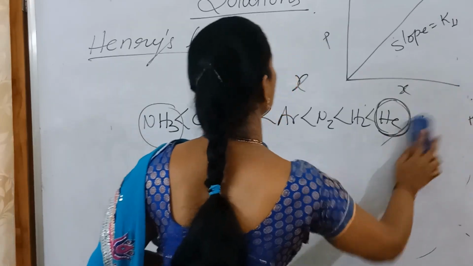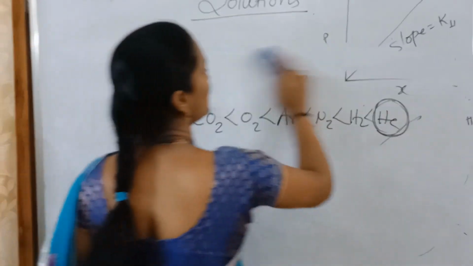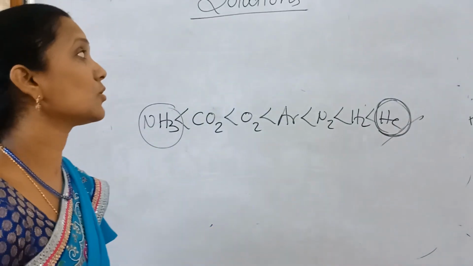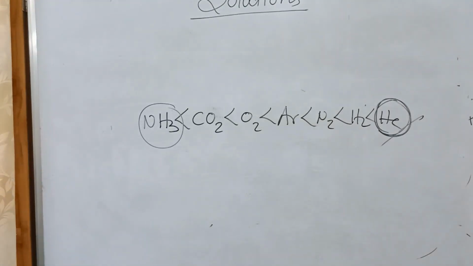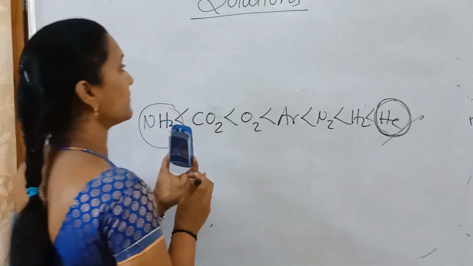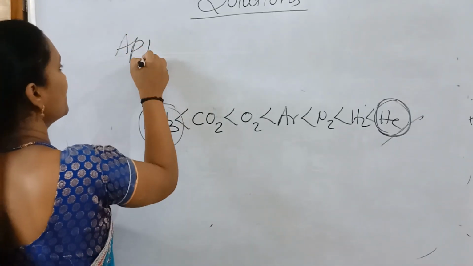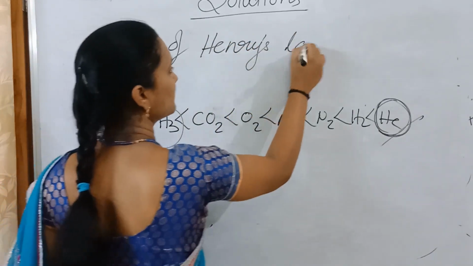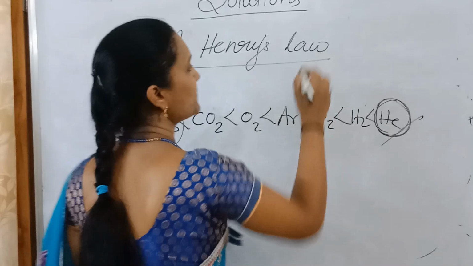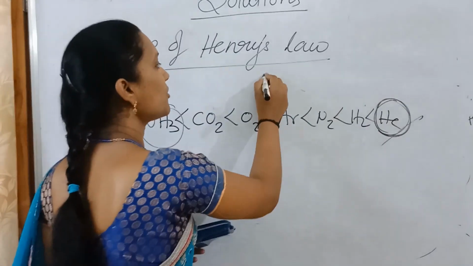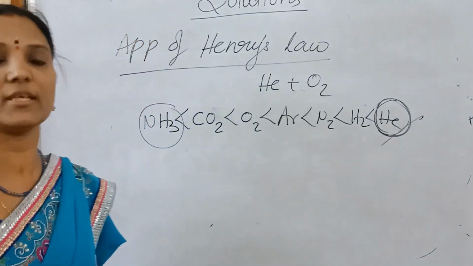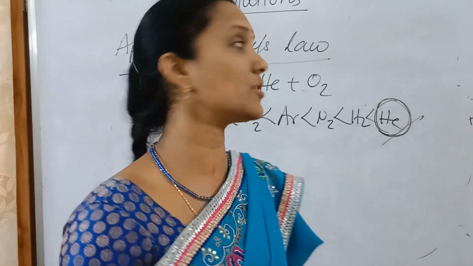Okay, applications of Henry's law. The first one is deep sea divers' oxygen cylinders. Deep sea divers will use a helium oxygen mixture instead of a nitrogen oxygen mixture.